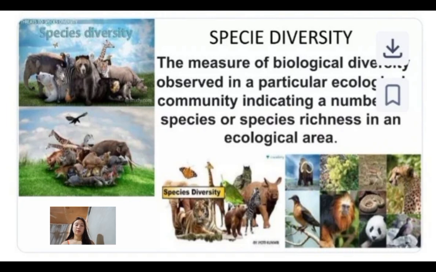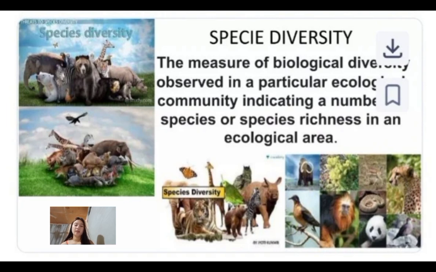So my report is all about species diversity, ecosystem diversity, ecosystem, and the last part is the summary of ecosystem. So the first part of my topic is species diversity. Species diversity is the measure of biological diversity observed in a particular ecological community, indicating in numbers the species and species richness in an ecological area.